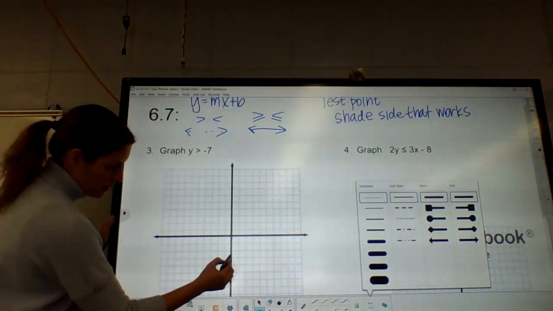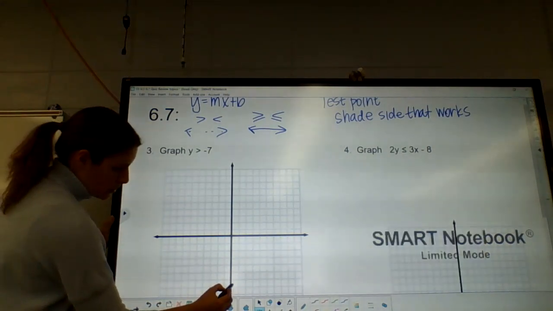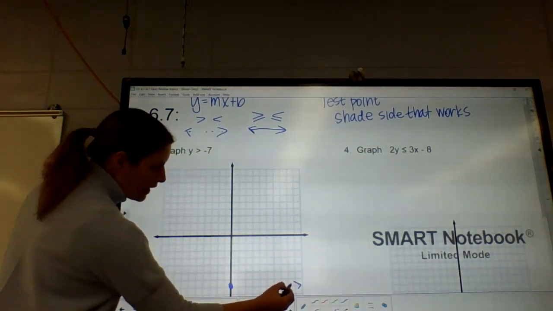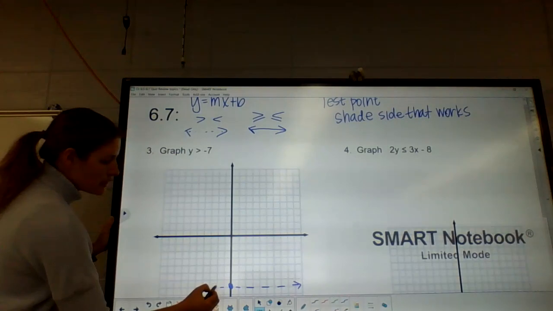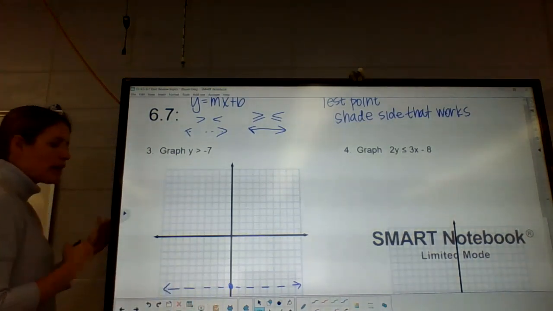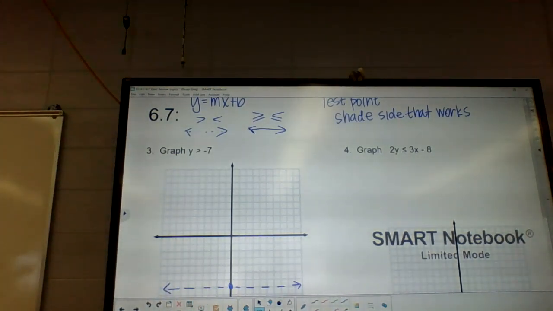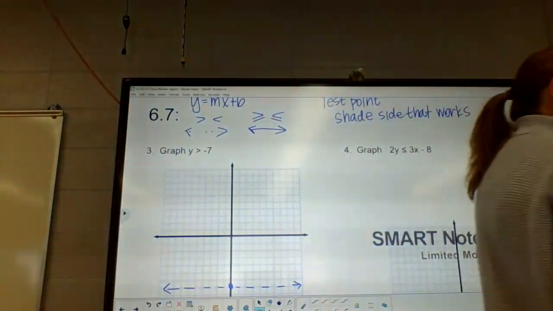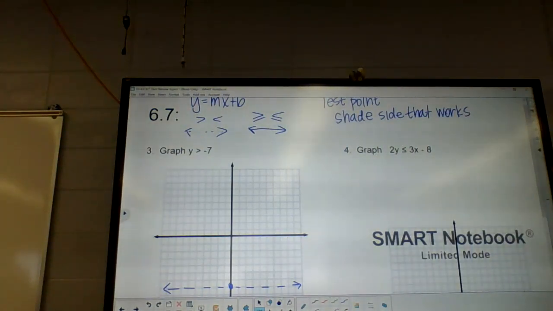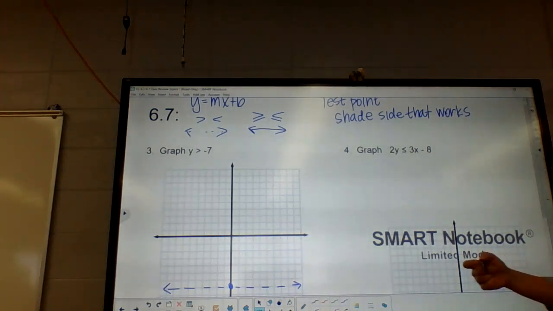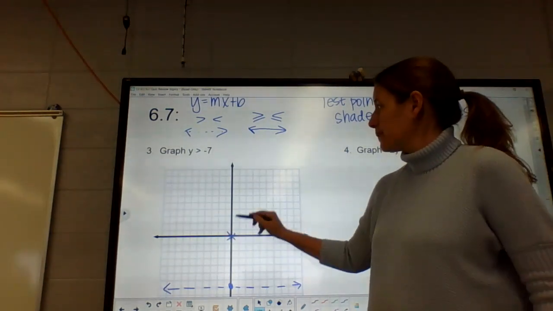So at -7, I'm going to put a flat dotted line. If it was x is greater than, then it would be a vertical line. Now, what we have to do now is test a point and see what side of the graph I'm going to shade. So I'm going to test 0, 0.